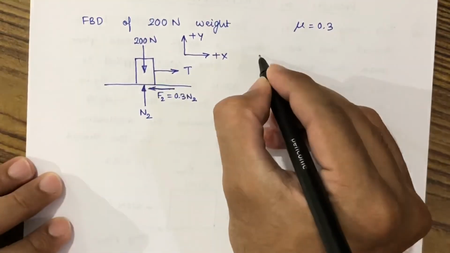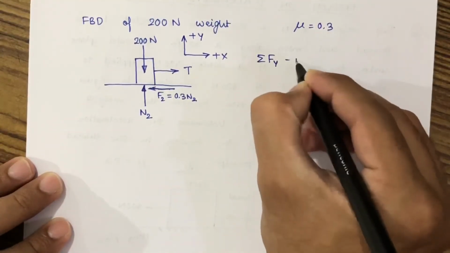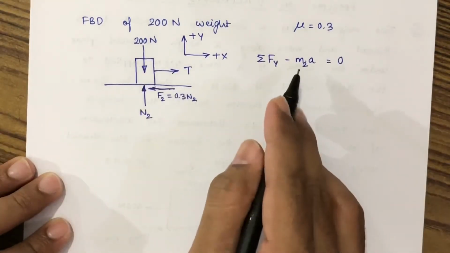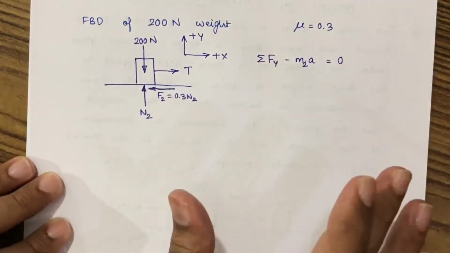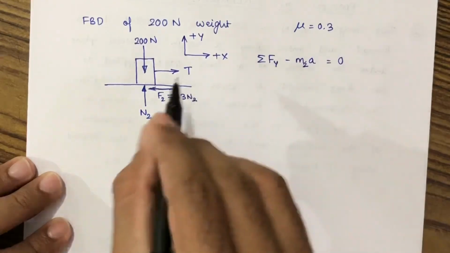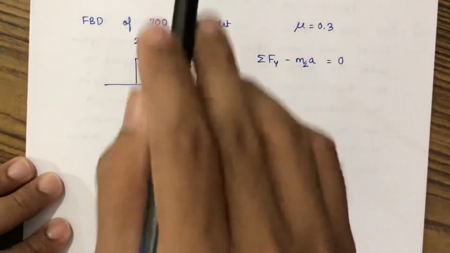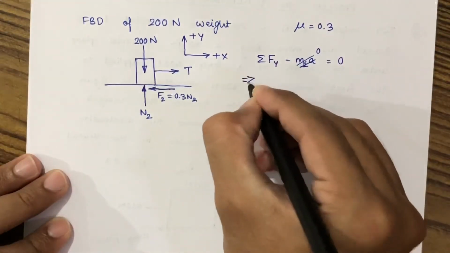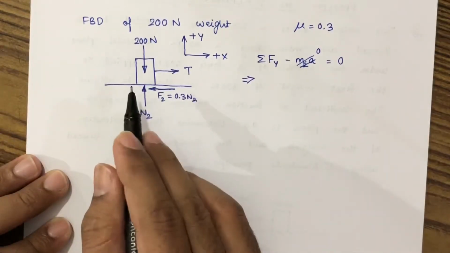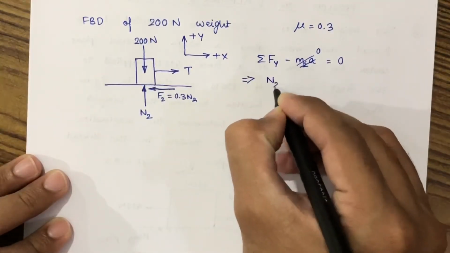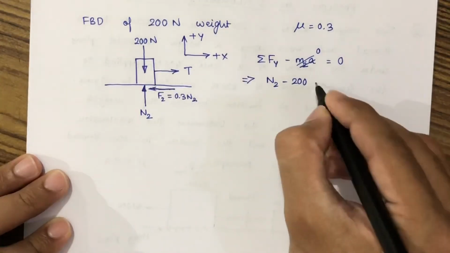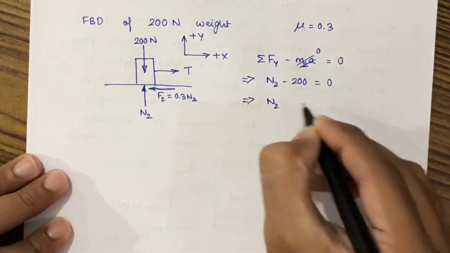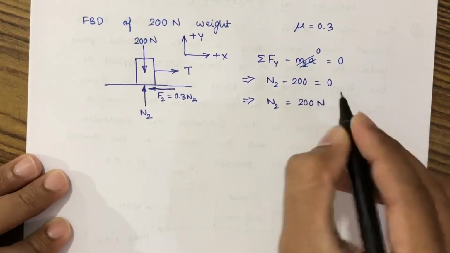Clear? So first is summation Fy minus m2 into a is equal to 0, as this is the second weight, so we will write this as m2. Acceleration will be same for both the weights. As there is no movement in the y direction, summation Fy will be equal to 0. So what equation will we get? We'll get N2 minus 200 is equal to 0. So from here we get the value of N2 as 200 Newton.